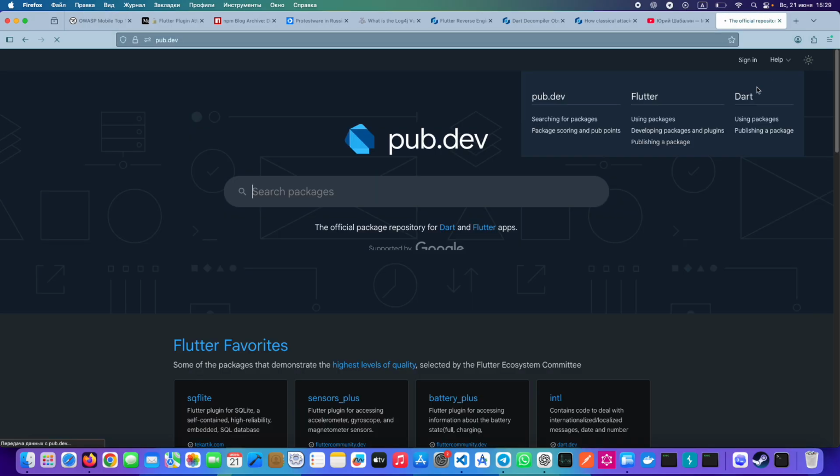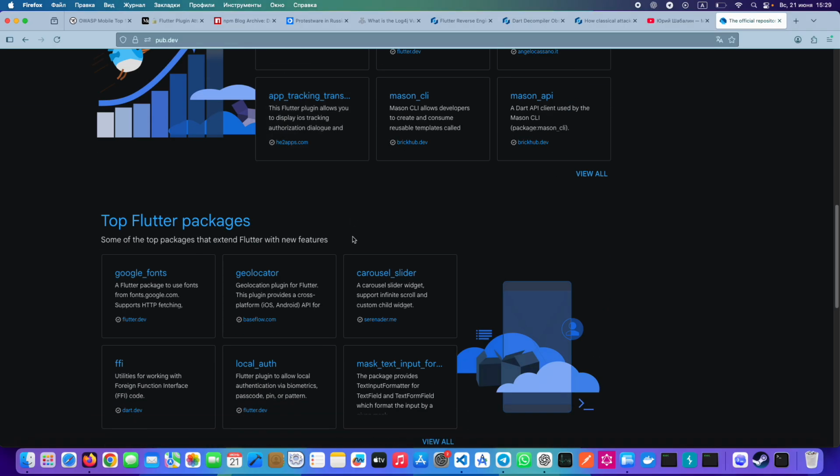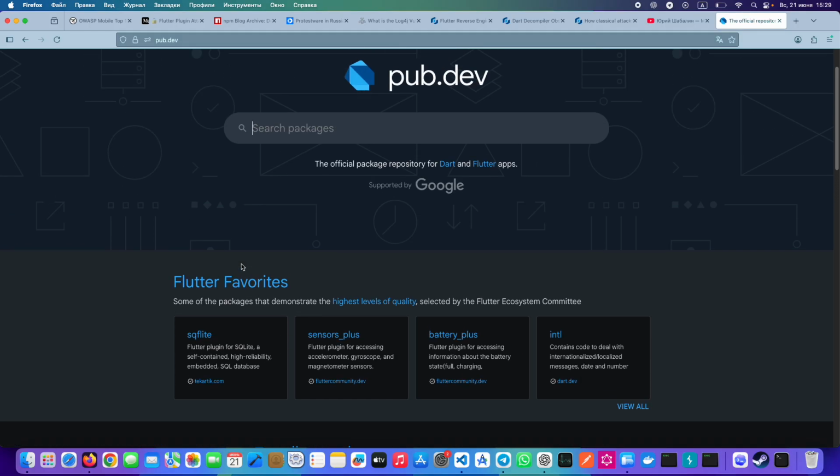So if you go to pub.dev, you will see that there are a lot of packages to be installed in your project. Whenever a junior developer comes to the project, the first thing they do is download specific third-party packages, but without knowing who is the maintainer, who is maintaining the specific project. They don't know.